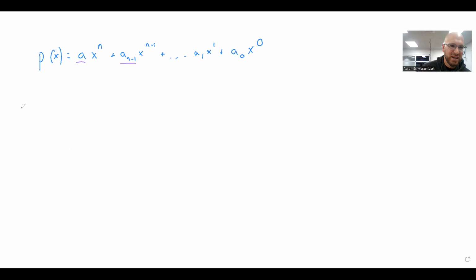a sub n, just plain a, is called the leading coefficient. a sub 0 is called the constant term because x to the 0 is 1, so it just goes away. Okay, this is standard form, which is descending order of powers. We'll talk about a couple of graph transformations here.